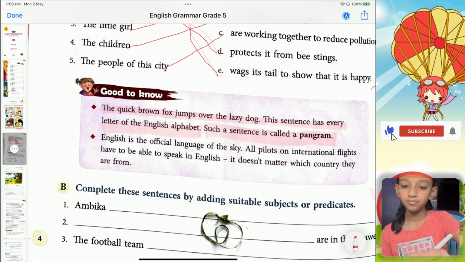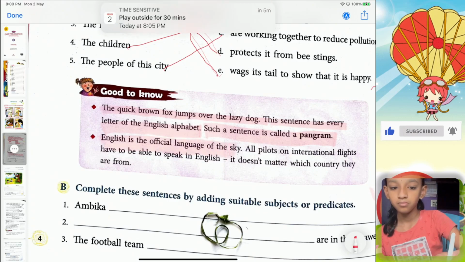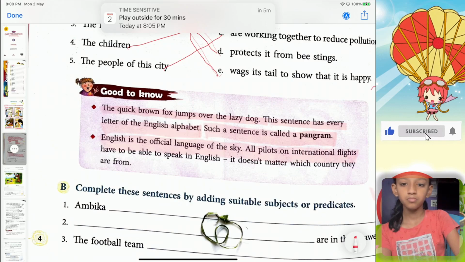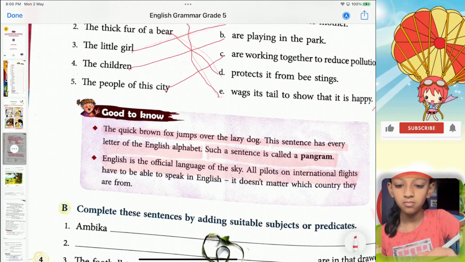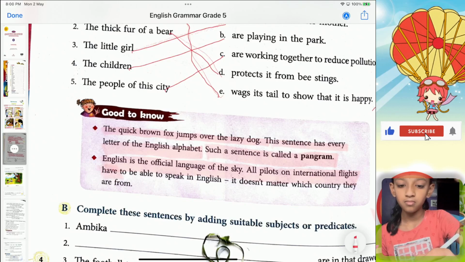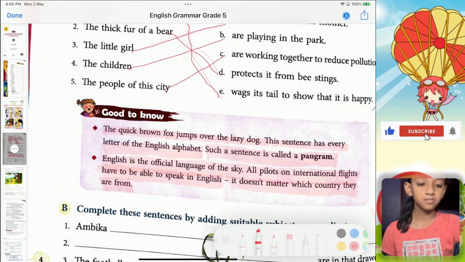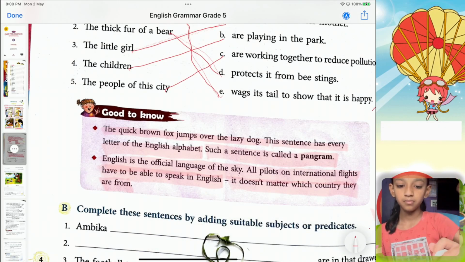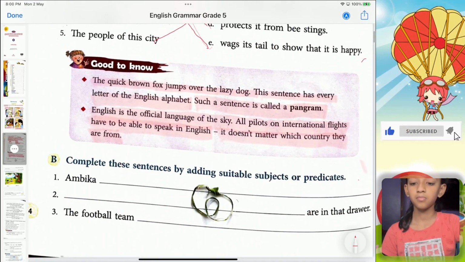Next one: English is the official language of the sky. All pilots on international flights have to be able to speak in English. It doesn't matter which country they are from. So if you are a pilot, you should be able to speak in English because you will be dealing with people from all countries of the world, right? So English is that official language.